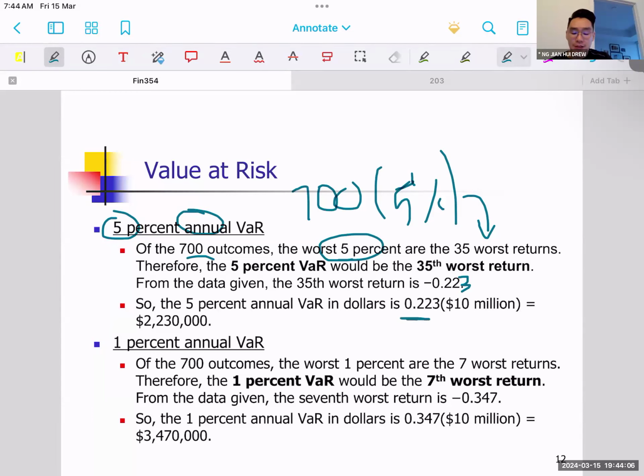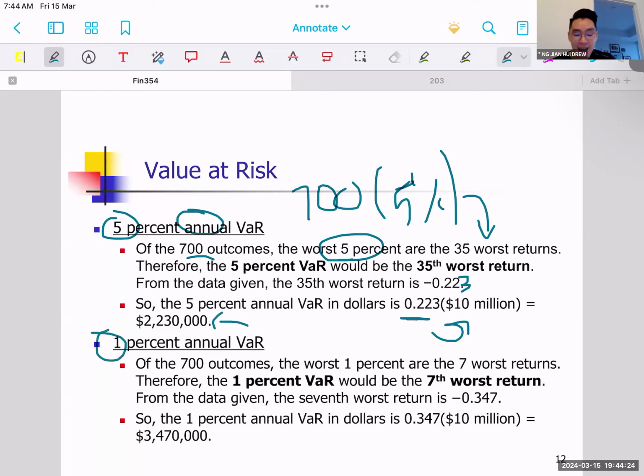And we just simply multiply it by the portfolio value of 10 million. Right? So in this case, we don't really need to use the VAR formula because the Monte Carlo simulation has already given you the VAR. Right? So we just determine what's the value of it. So we multiply by 10 million and we just get the answer here.